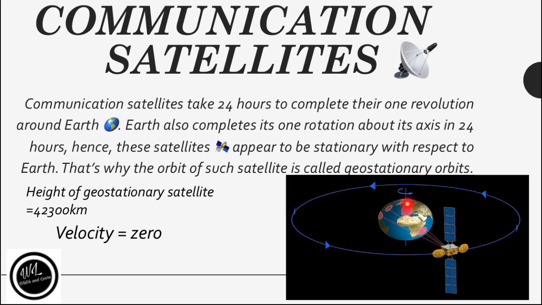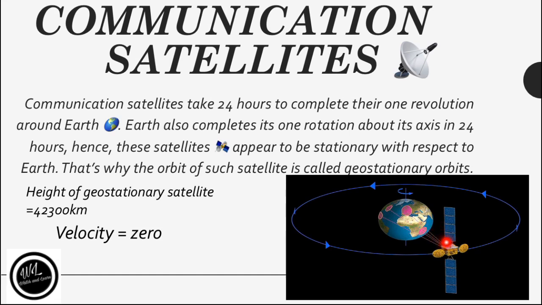And we also know that the earth takes 24 hours to complete its one rotation. So both are taking the same time. Hence, these satellites appear to be stationary with respect to the Earth. And that's why the orbits of these satellites are known as geostationary orbits, and the satellites are known as geostationary satellites.